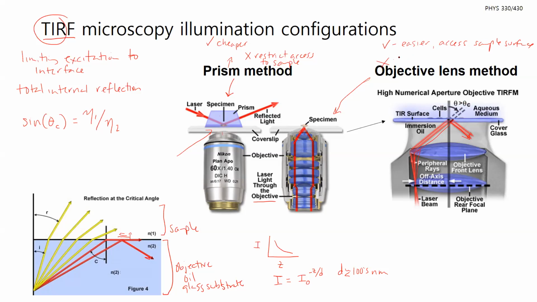But cost-wise, this is going to be a $12,000 or so objective. So this requires a numerical aperture of 1.4 or higher. So these are very expensive, fancy objectives, and that's why some people choose to use the prism method instead with that. Okay, so any questions with confocal setups, TIRF setups that are used for single molecule detection?